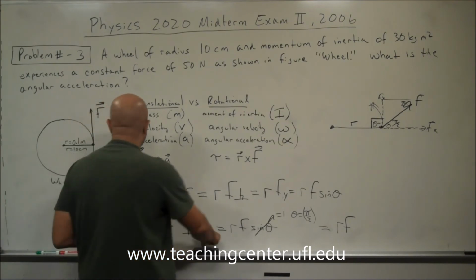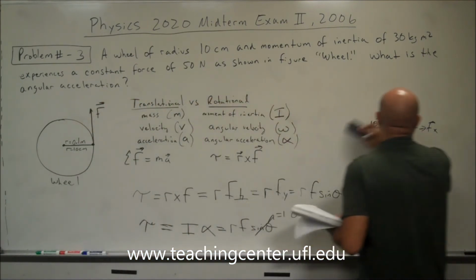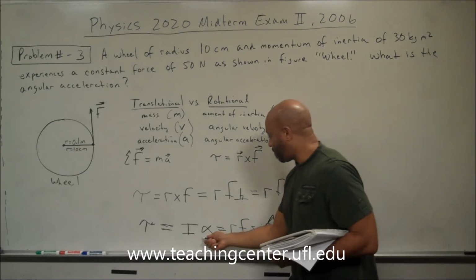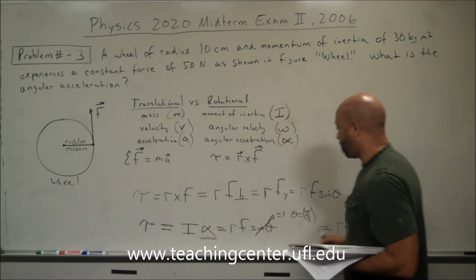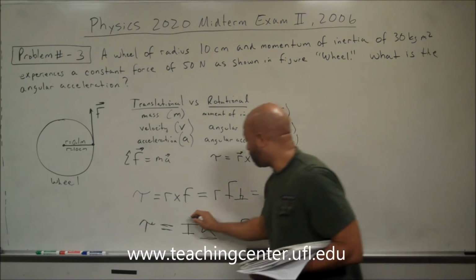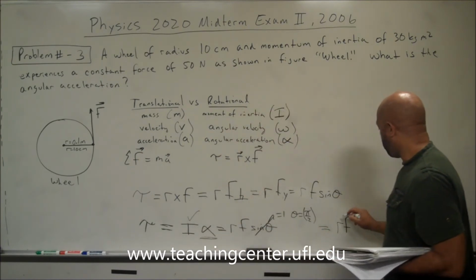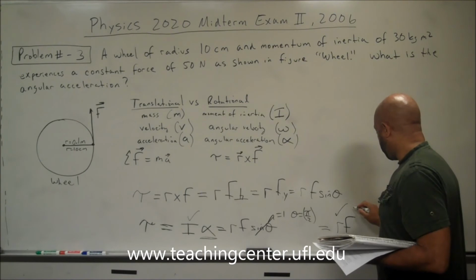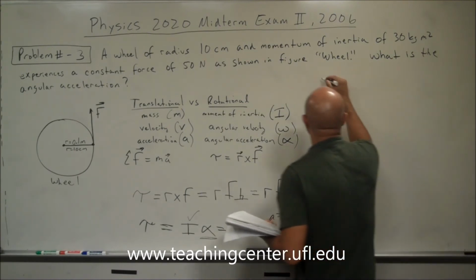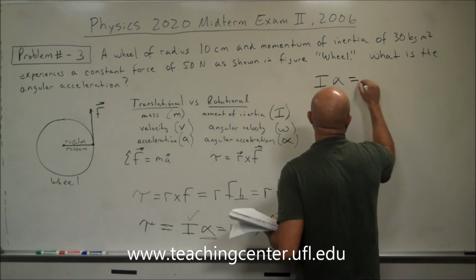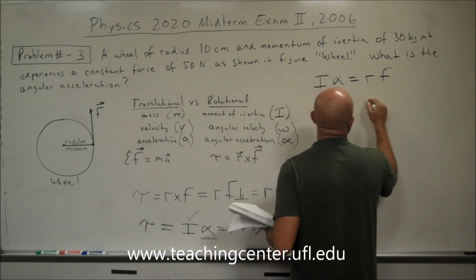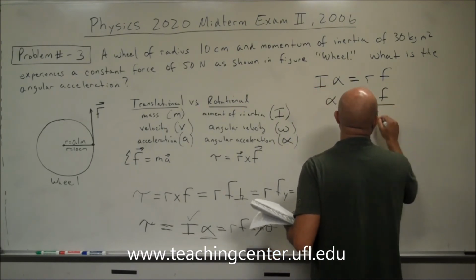Alright? That's good to know, because this expression allows us to solve for angular acceleration, because we've been given all the other information in this problem. Okay, we know the moment of inertia, and we know the distance, and we know the force that's applied. So we have moment of inertia times alpha is equal to R times F. We want to solve this equation for alpha, so that's going to be R times F divided by the moment of inertia.